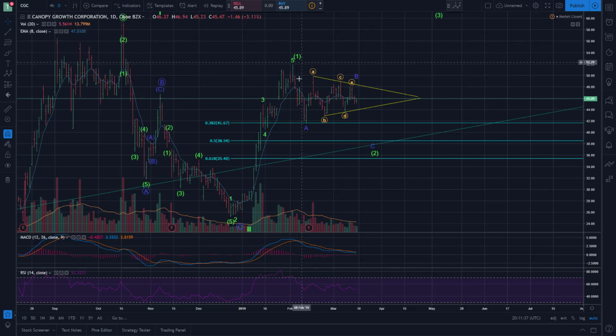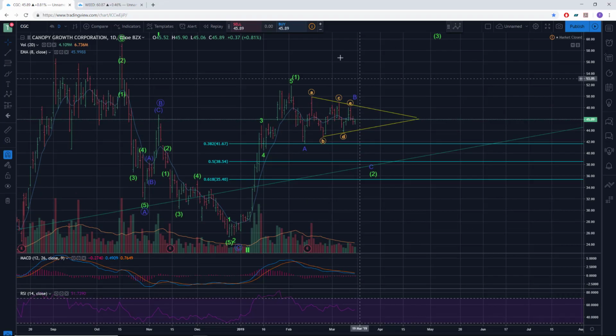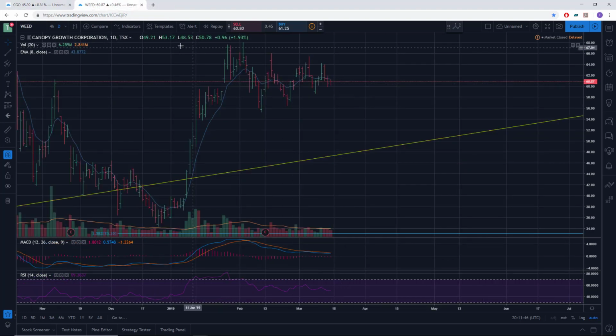I just want to bring up a developing pattern here that should present a good opportunity on CGC. And just a little side note, the same will apply to WEED as this is the Canadian listed version. But as far as labeling and discussion, I'm just going to stick with CGC. But certainly anything I say there would basically apply here as well on the Canadian equivalent.